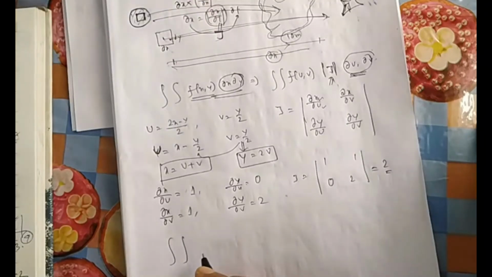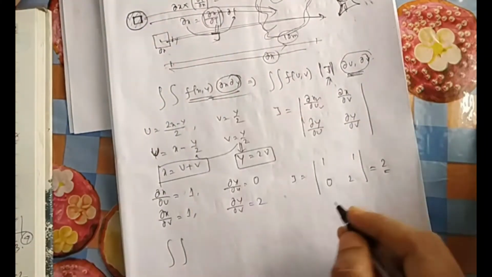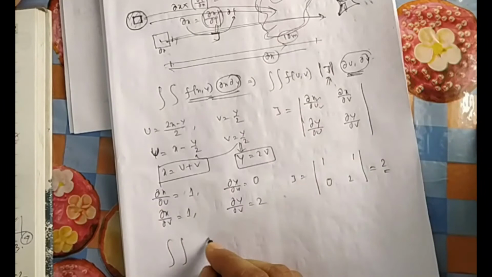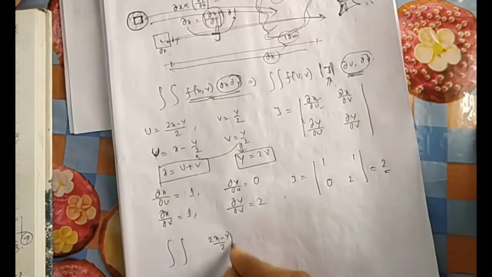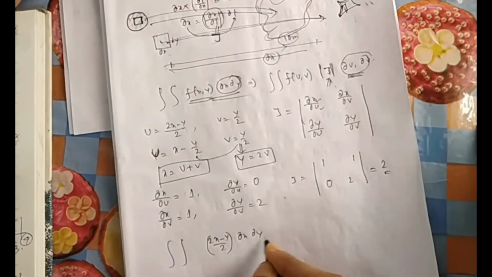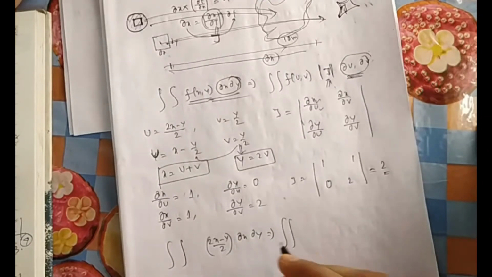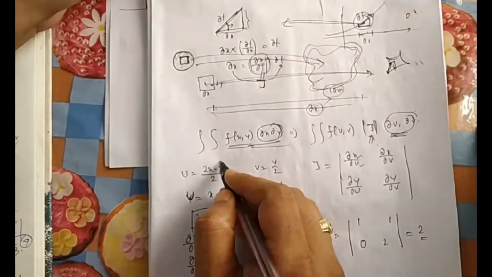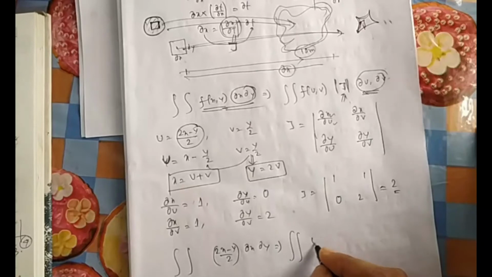Okay, the limit I will show you. Then what was the function? The function was fx, which was 2x minus y by 2 into dx dy. So if I change it now to 2x minus y by 2, this is directly given here. So it becomes very easy now.